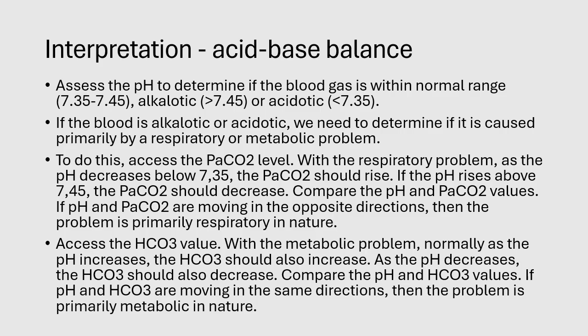When we are asked to interpret the acid-base balance, the first thing to do is to assess the pH in order to determine if the blood gas is within normal range. If the blood is alkalotic or acidotic, we need to determine if it is caused primarily by a respiratory or metabolic problem. When the problem is respiratory, acidosis is associated with an increase in partial carbon dioxide pressure, and alkalosis with a decrease in carbon dioxide pressure.